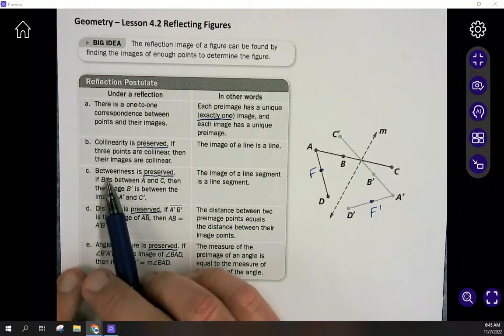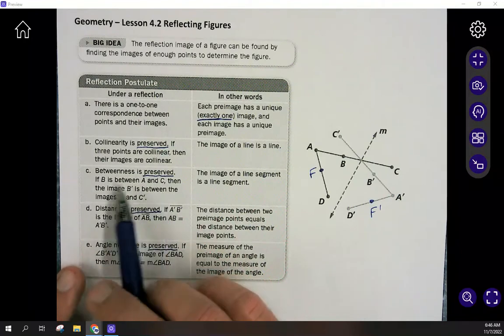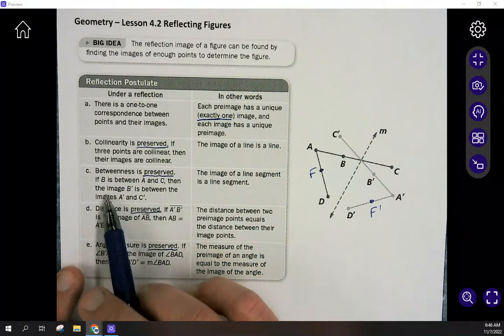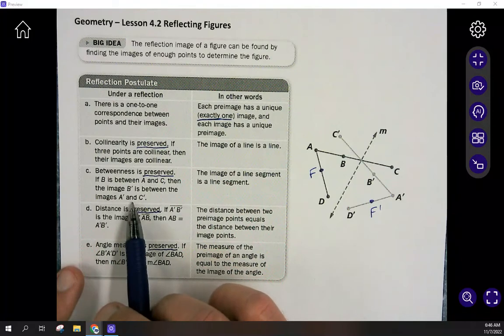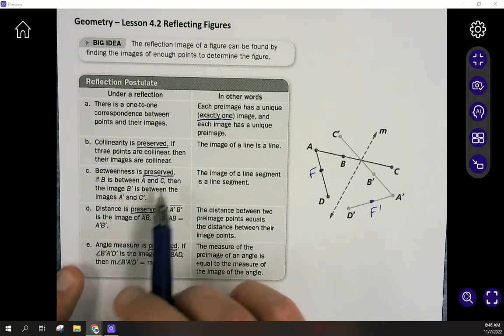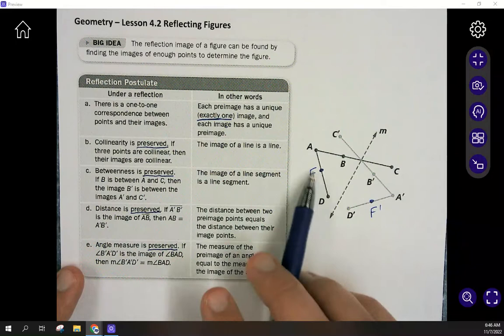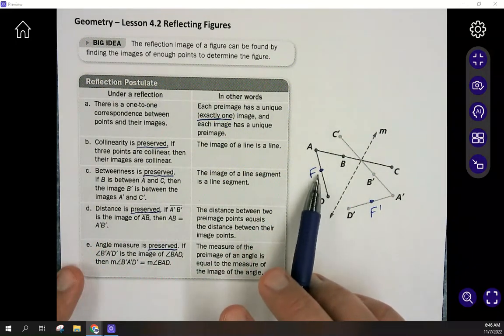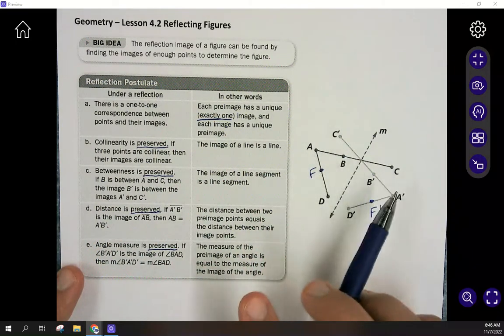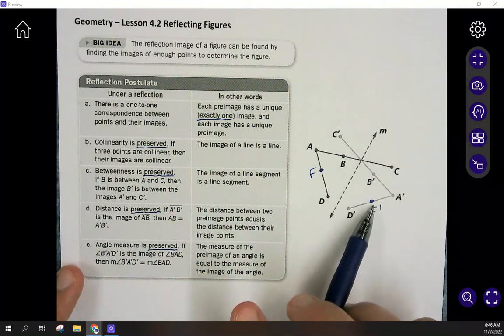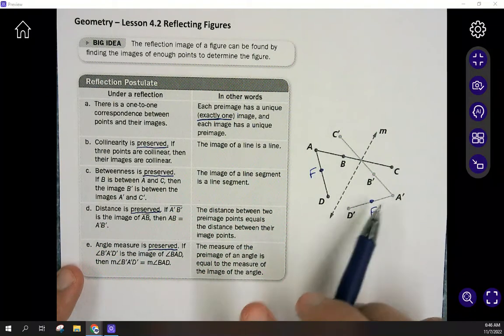So what else is preserved? Betweenness is preserved. If B is between A and C, then the image of B is between the images of A and C. The image of a line segment is a line segment. So this is very similar to collinearity. F was between A and D, and when I reflect that line, the image of F is still between the images of A and D.